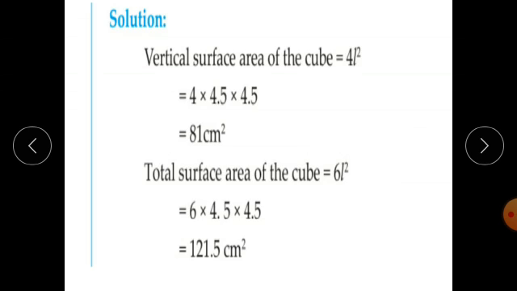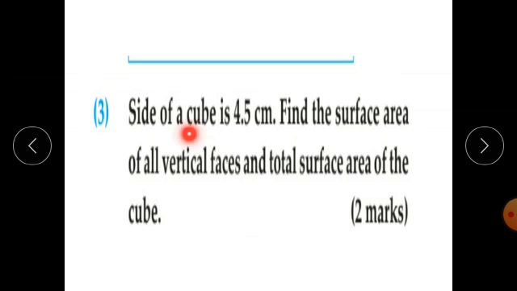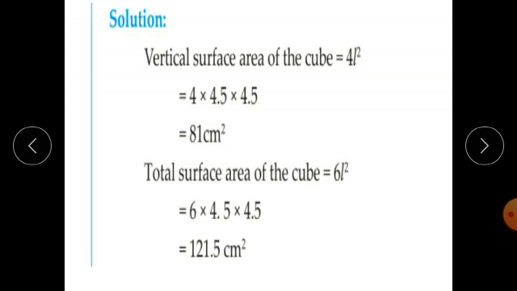So solution. Vertical surface area of the cube equal to 4 into L square, and L is the edge of a cube. So vertical surface area of the cube equal to 4 into L square, and side of a cube is given 4.5. So 4 into 4.5 into 4.5 equal to 81 centimeter square. So vertical surface area of the cube equal to 81 centimeter square.